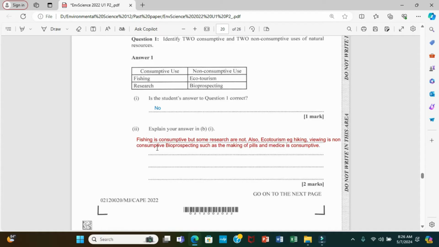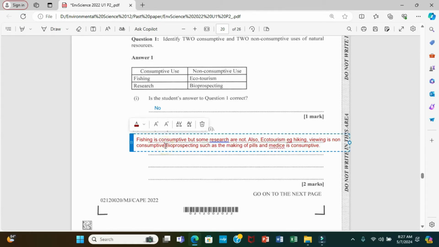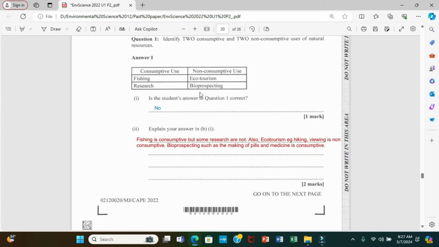All right, so back to the answer. It says fishing is consumptive, but some research are not. Also, ecotourism, for example like hiking, scuba diving, viewing of the landscape, is not consumptive, right? Bioprospecting, such as the making of pills and medicine, is consumptive. So bioprospecting here is actually consumptive.